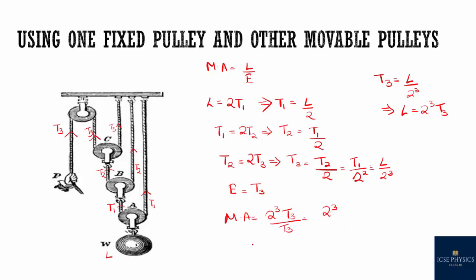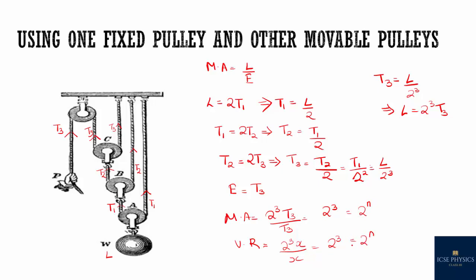Now what will be the velocity ratio? Velocity ratio will be the same, 2 to the power 3 x by x, that is equal to 2 to the power 3. So mechanical advantage and velocity ratio remain the same in case of one fixed pulley and other movable pulleys. But note here, how many movable pulleys are there? 3. So mechanical advantage is equal to 2 to the power n, where n is the number of movable pulleys.